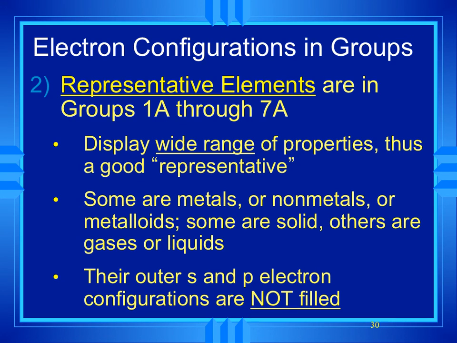The next group of elements that I want you to know about are called the representative elements. These can be found in 1A through 7A. And they're called representative elements because they represent a wide range of properties that elements have. So some of our representative elements are going to be metals, nonmetals, and metalloids. Some will be solids, gases, and others liquids. What we need to know about this is that their outer s and p electron configurations are not always filled.